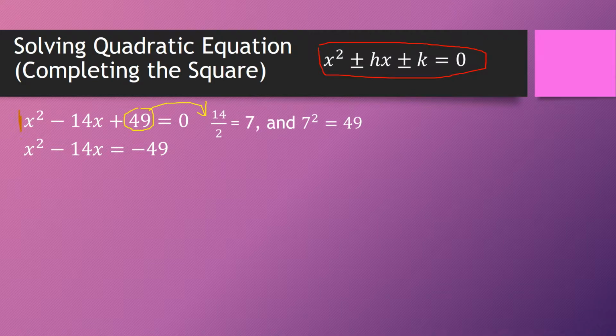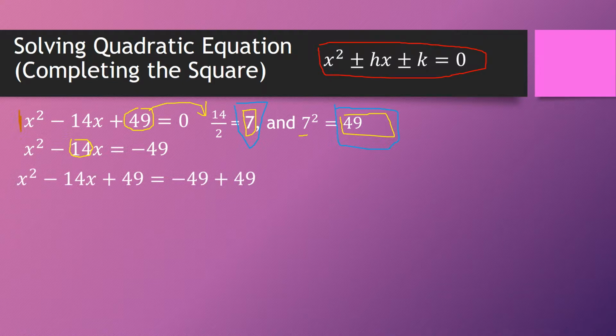You select the coefficient of the x, the term with the exponent of x, which is 14, and you divide by 2. And you have two important numbers. The first important number is 7. And you find the square of this number, and the square of this number is 49. Listen, these are the two important numbers I have to use to solve the quadratic equation using completing the square. I'm going to use 7 and 49 to find the solution.